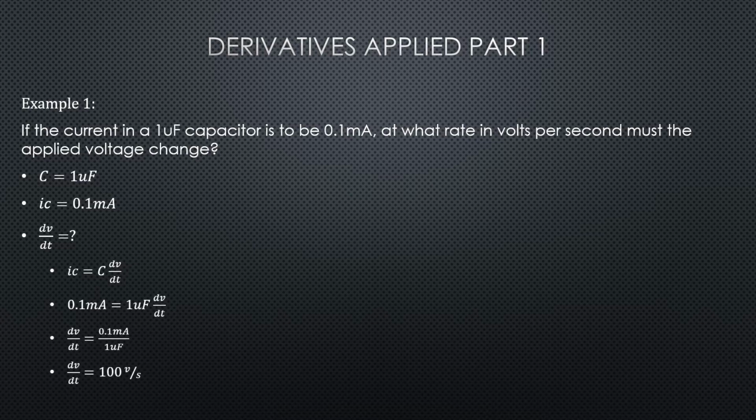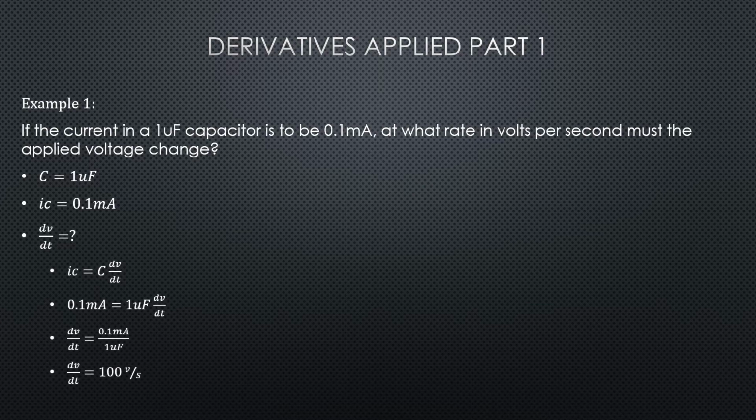So we can go to our formula handout and find the equation that most closely matches all of our givens and has basically what we're looking for. And we come up with I_C equals C dV/dt. The current in the capacitor is equal to the capacitance times the change of voltage over the change of time.